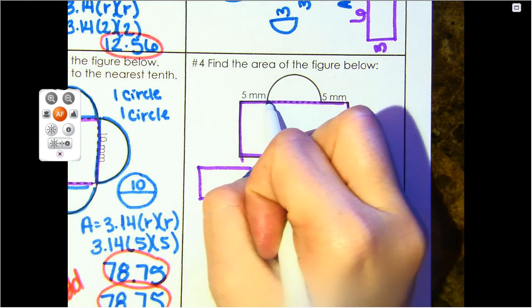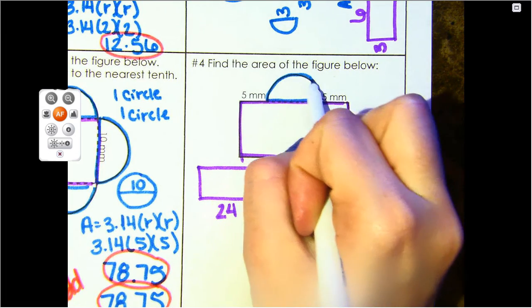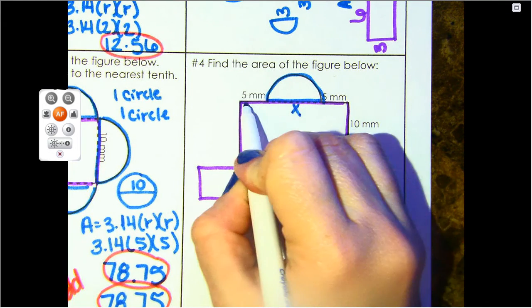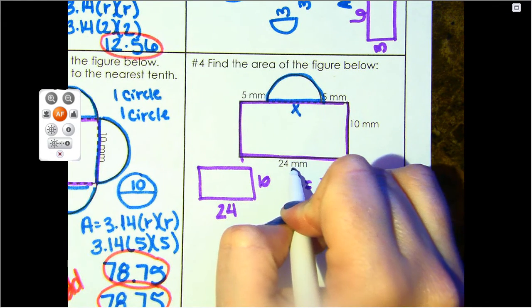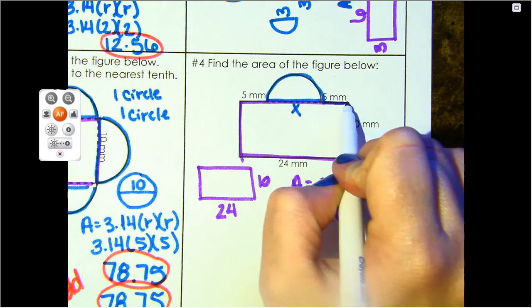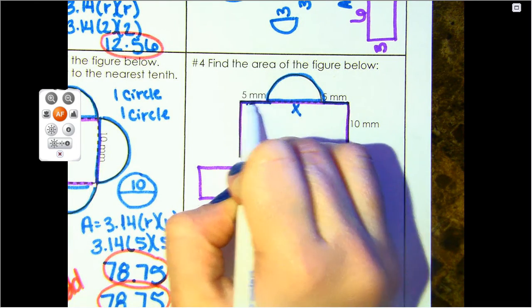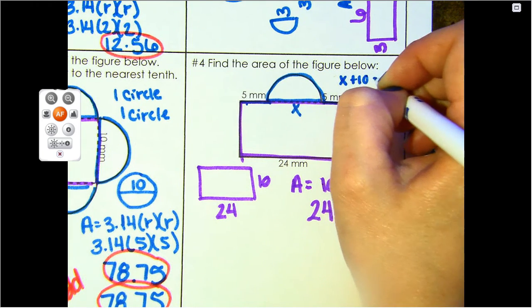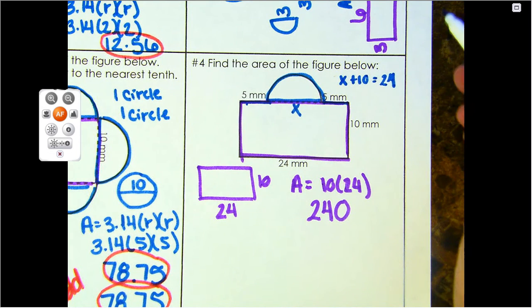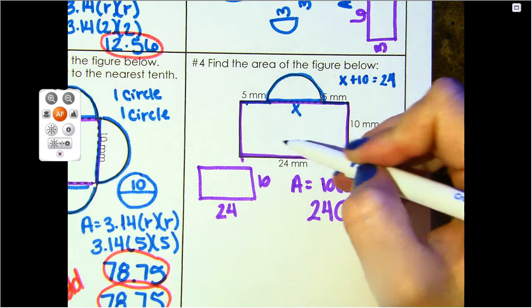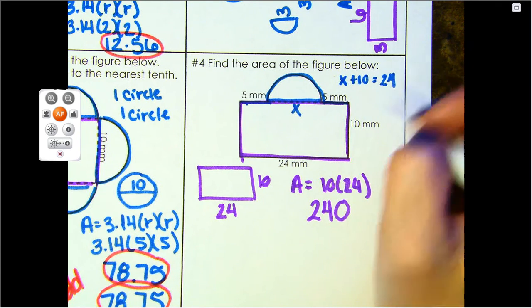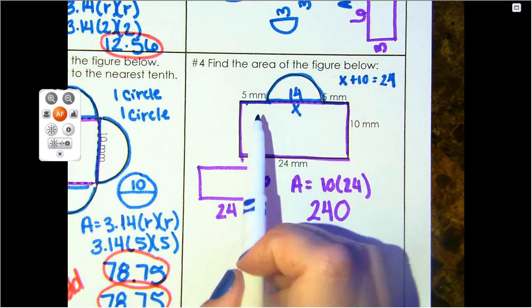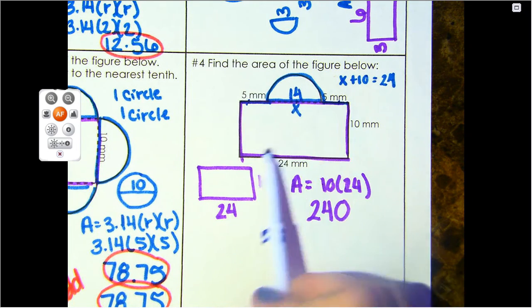Okay, and then I notice a semicircle. Now this one can be kind of difficult because this piece of the length of the rectangle is missing. I know the total is 24. I know that this piece is 5 and this piece is 5. 5 plus 5 is 10. So again, what I'm saying is x plus 10, or a number plus 10, is going to equal 24. And I know it equals 24 because that is the length that was given at the bottom of my rectangle. So if I subtract 10, or if I just think something plus 10 gives me 24, the diameter is going to be 14. And then you can check: 5 plus 14 plus 5 is 24.